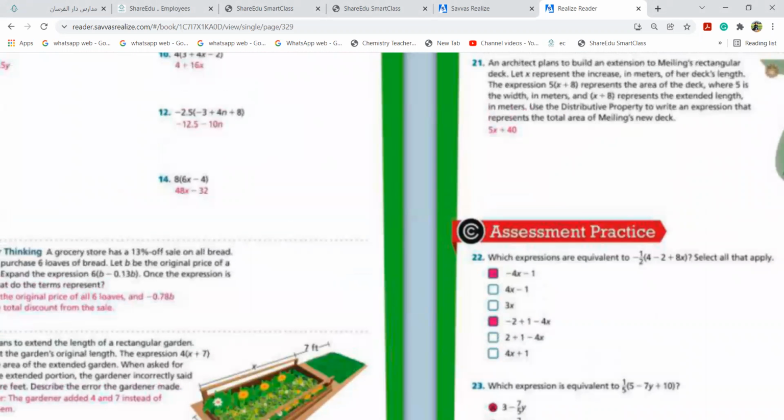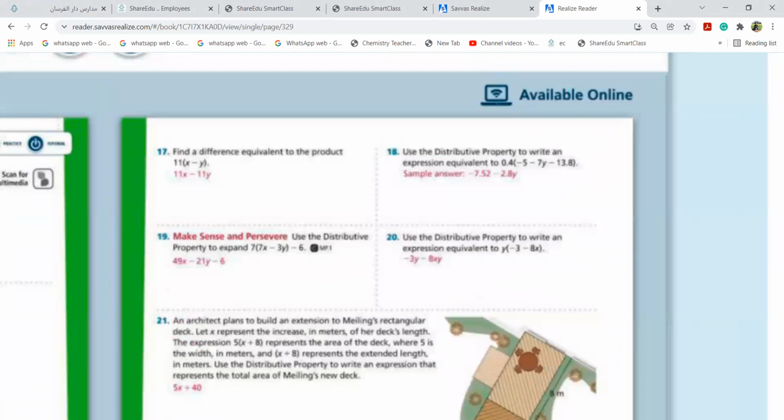Question 16, put a cross mark. Come to this lesson. Find a difference equivalent to product. Put a cross mark. You will do 11x minus 11y.